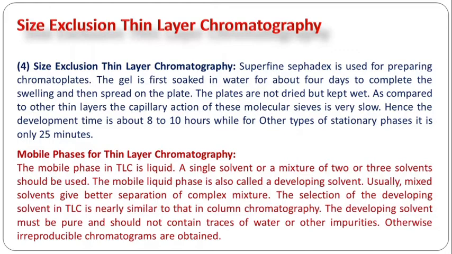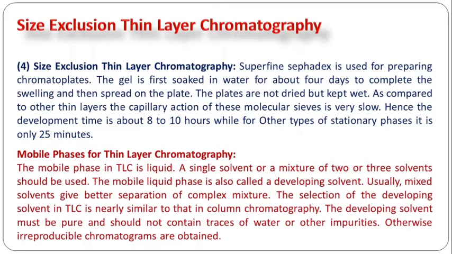Usually mixed solvents give better separation of a complex mixture. If the Rf value difference between the components is very small, then we have to adjust the polarity of the solvent by adding one or more solvents together. The selection of the developing solvent in TLC is nearly similar to column chromatography, which we have already seen. The developing solvent must be pure and should not contain traces of water or other impurities.